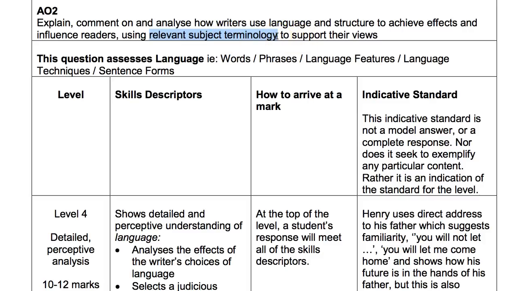Use them every single time you quote. So every time you mention some language, you're going to say what that technique is. Is it alliteration? Is it juxtaposition? Is it anaphora? Whatever it is, you're going to name it. I'll probably do a separate video on what the techniques are.